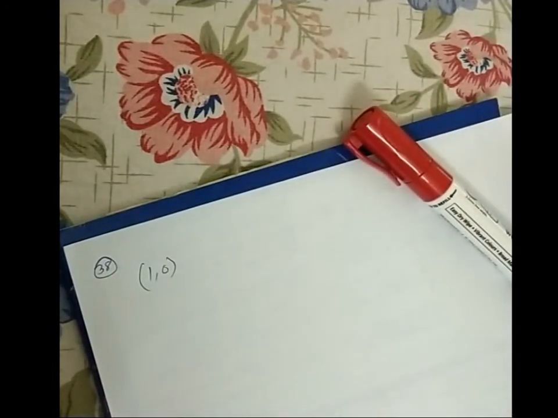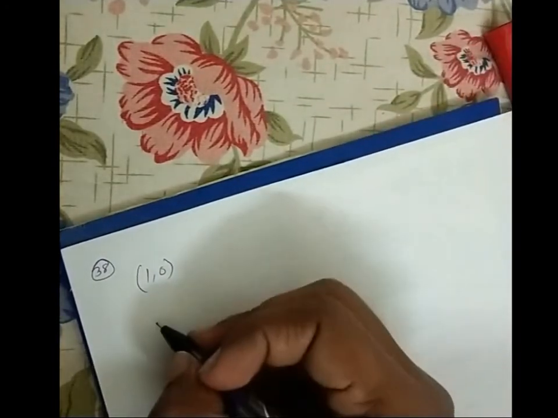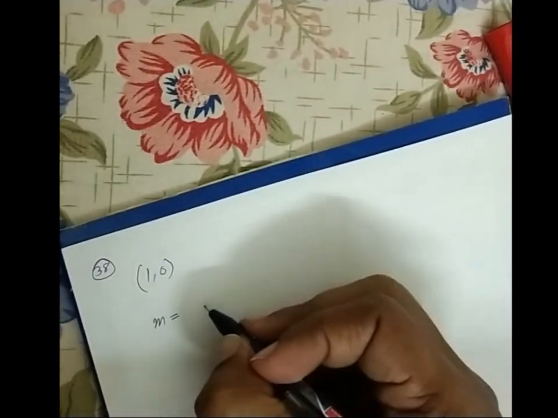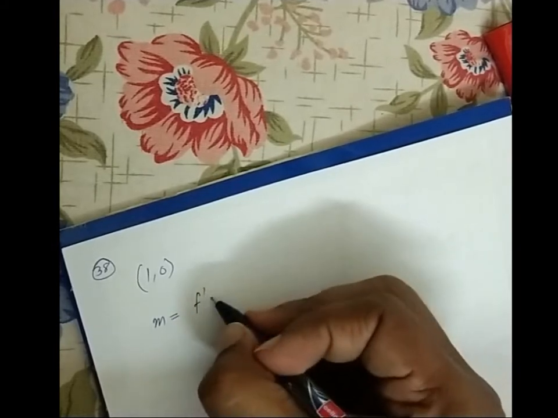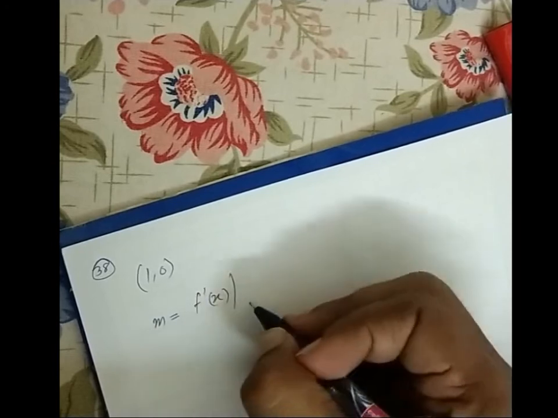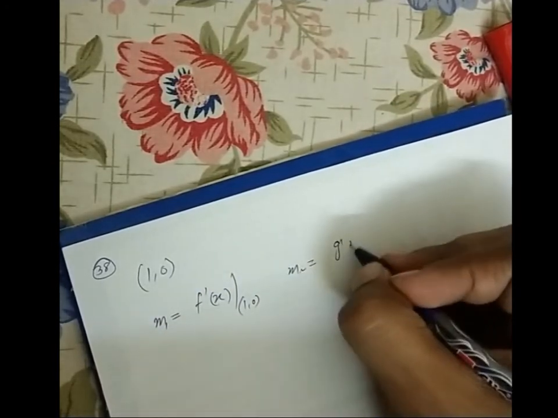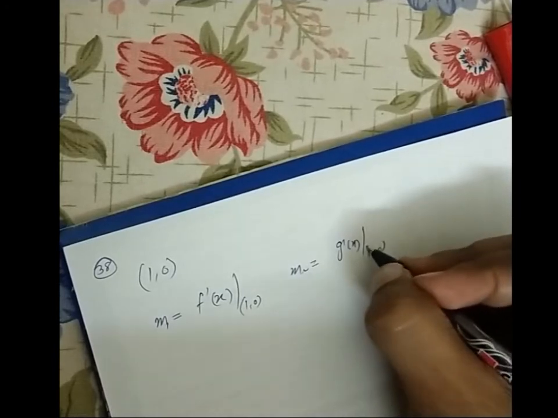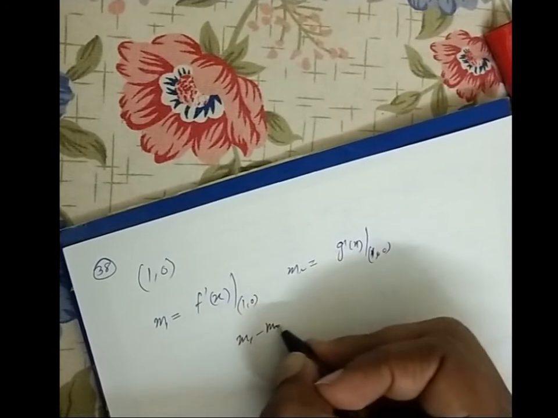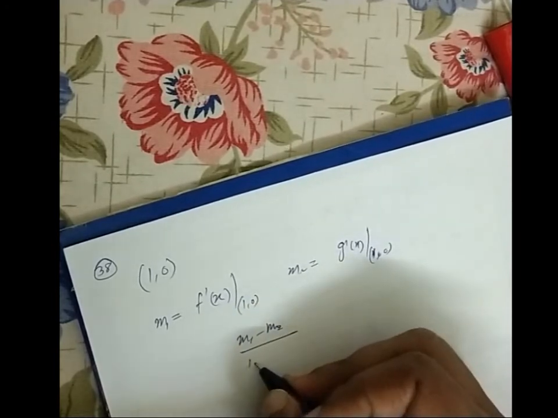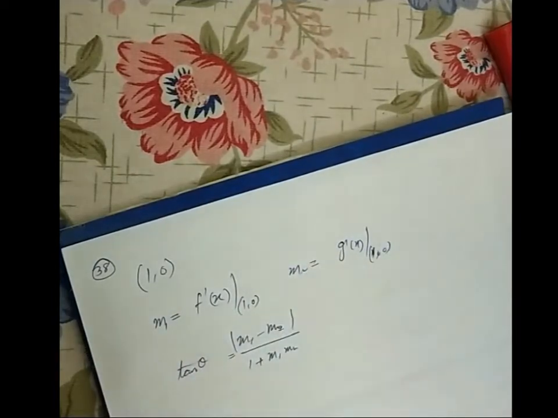Now to calculate the angle of intersection, we would calculate the slope of tangents to these curves at M. So m1 would be f dash x at 1 comma 0 and m2 would be g dash x at 1 comma 0, and once we have calculated the slopes, the angle of intersection can be calculated as the angle between these two lines, (m1 minus m2) upon (1 plus m1 m2) given by tan theta.